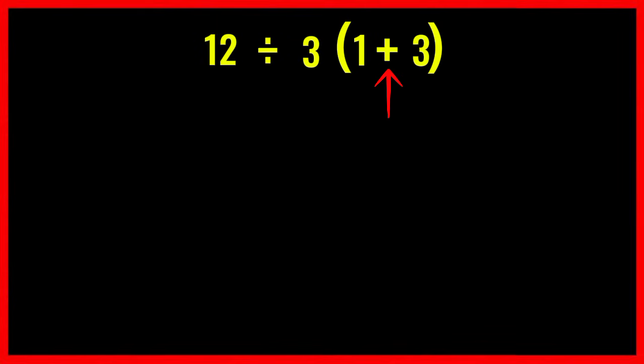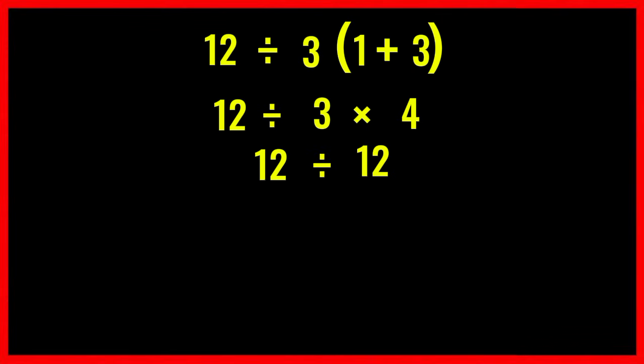1 plus 3 gives us 4. And then 3 times 4 equals 12. So 12 divided by 12 is just 1. But this answer is not correct.